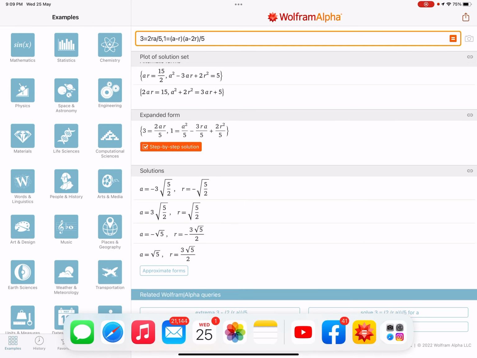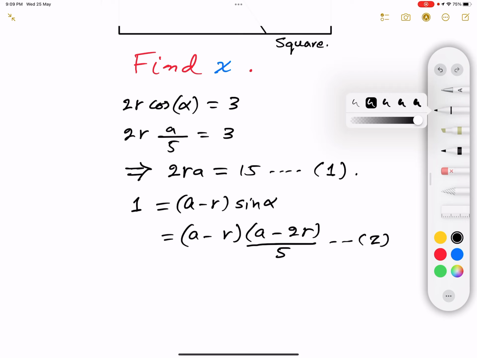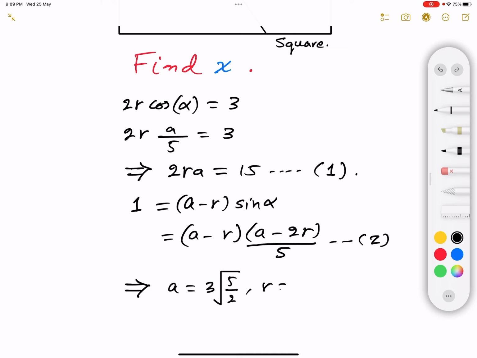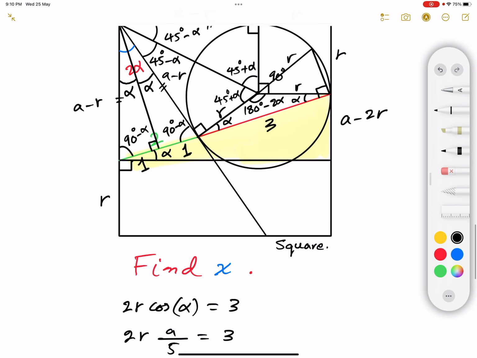So let's go back again to our solution. So now we know, after solving these equations, that a is equal to 3 multiplied by the square root of 5 divided by 2, and r is basically 1/3 of that, which is the square root of 5 divided by 2. Now, after having solved for a and r, how can we solve for the angle x, which is basically twice alpha? How can we solve for the angle alpha?